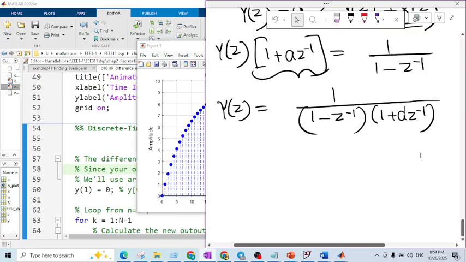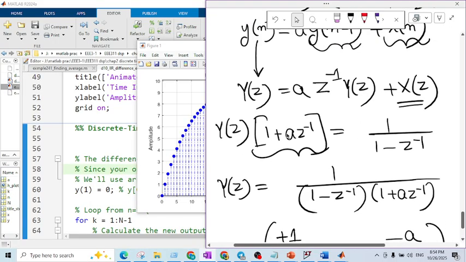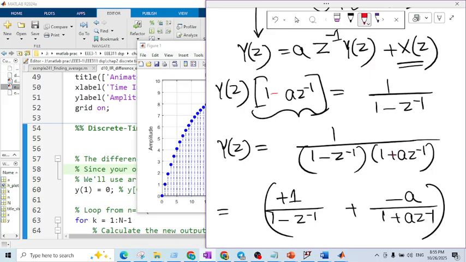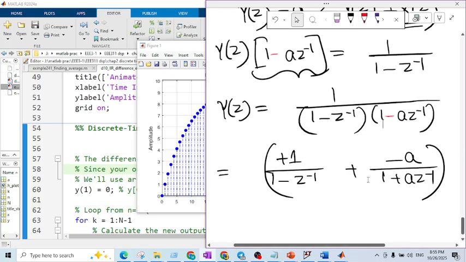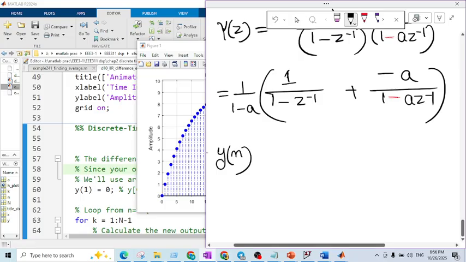Okay, so now we have to decompose this to fractions, 1 minus z inverse, and here 1 plus a z inverse. Oh, you see one mistake, this is actually not plus, this is actually minus, so here I need another minus, and then let's see how to decompose this thing. Okay, so after some calculation I have to do this, and this is actually Y(z), right? So now we have to again convert it into y.